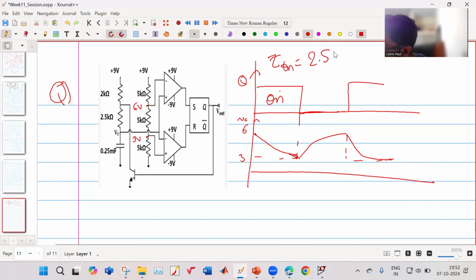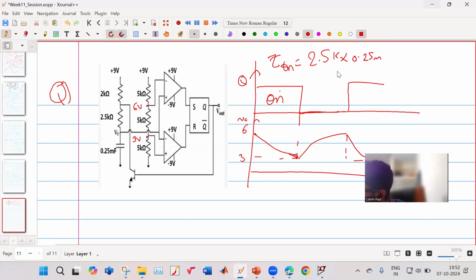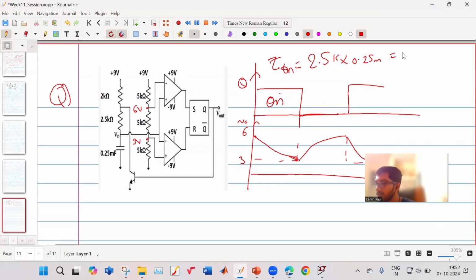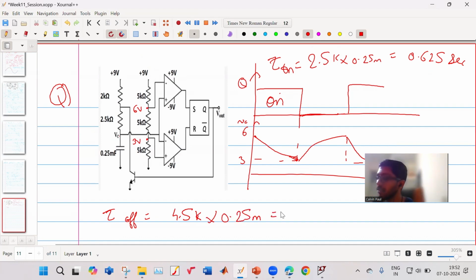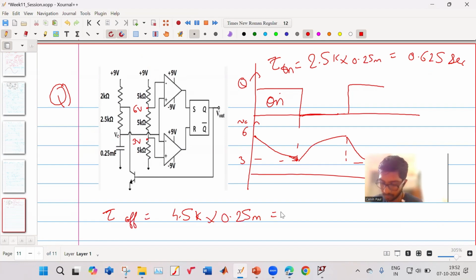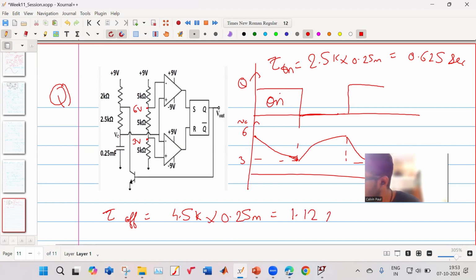Tau on is equal to 2.5K into 0.25 milli. How much is that? What would be your tau on? It is 0.625 seconds. What is your tau off? Tau off is 2K plus 2.5K, so 4.5K into 0.25 milli. How much is it? It is 1.125 seconds.